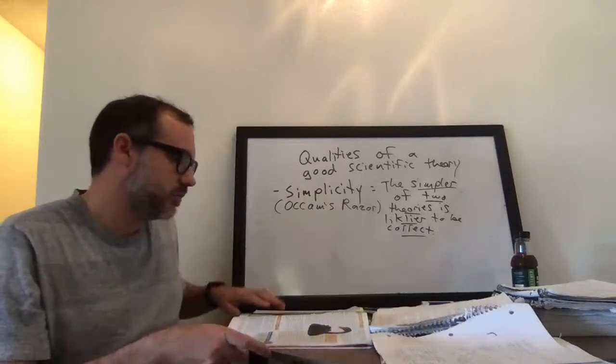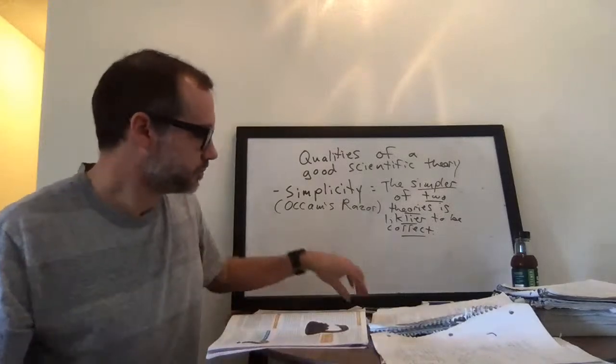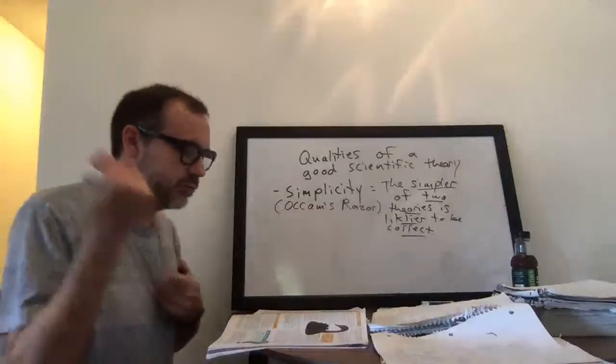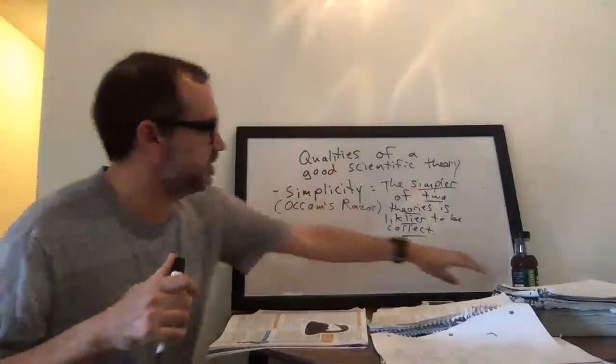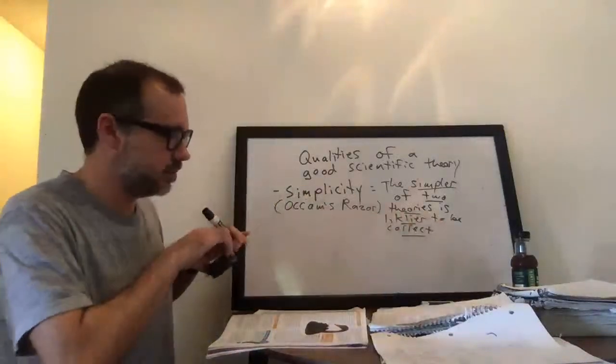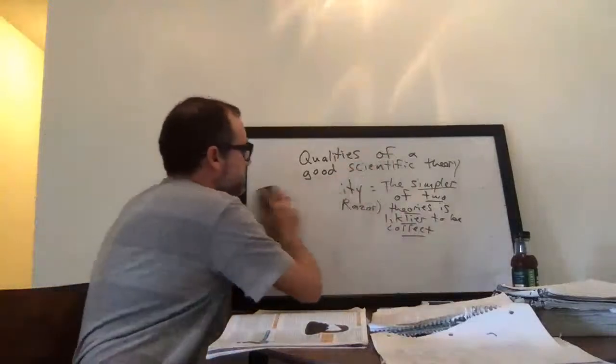So that's Occam's razor. And we just have a couple more points on this. So simplicity, we've discussed. Next up, what's called falsifiability.